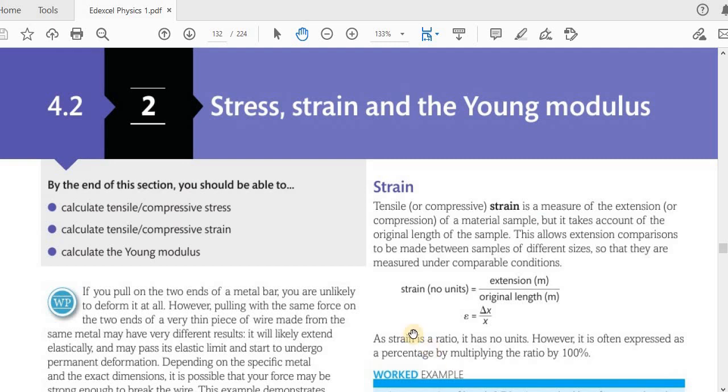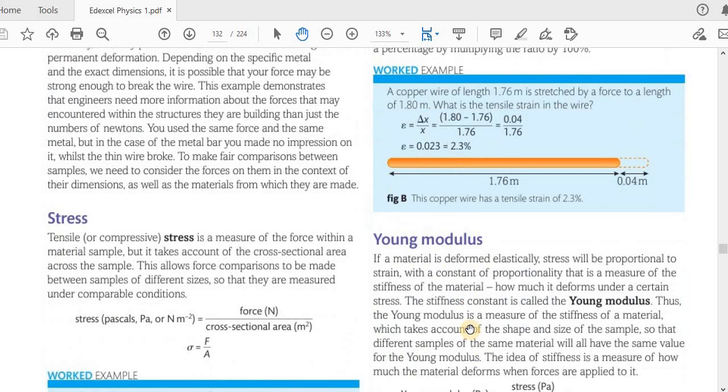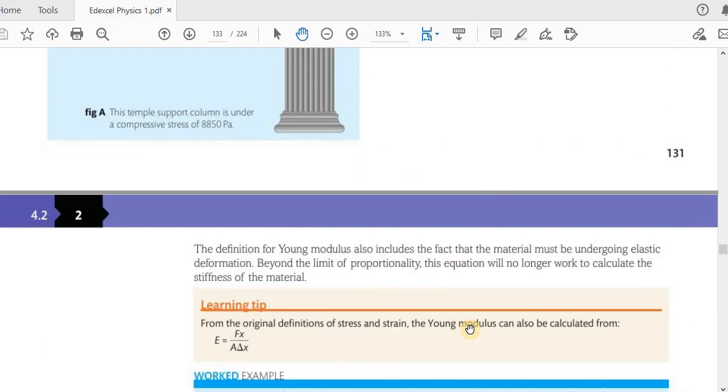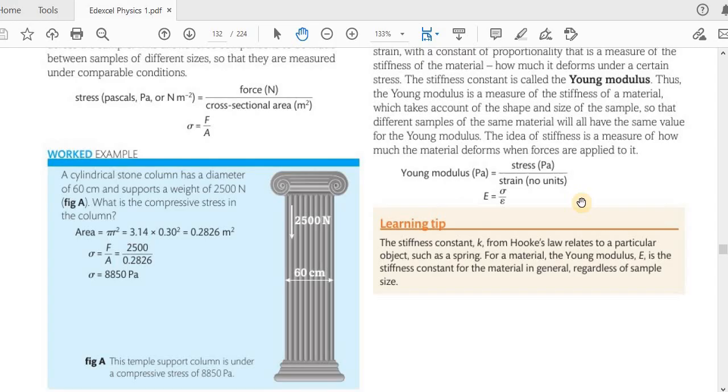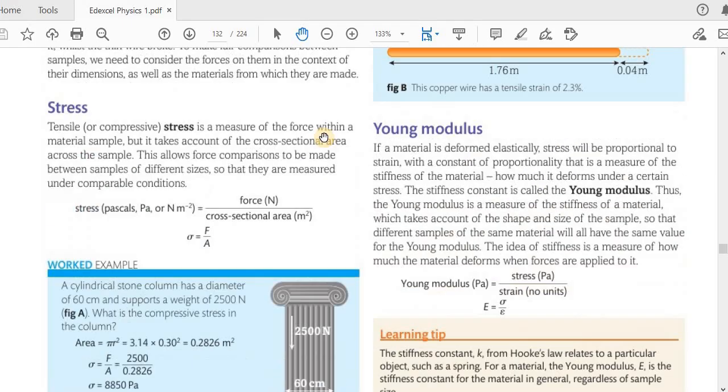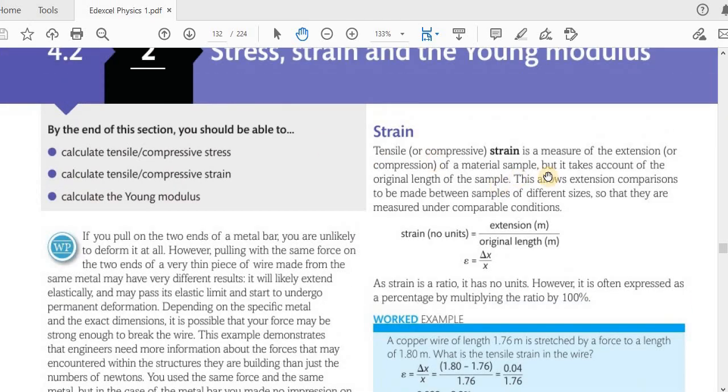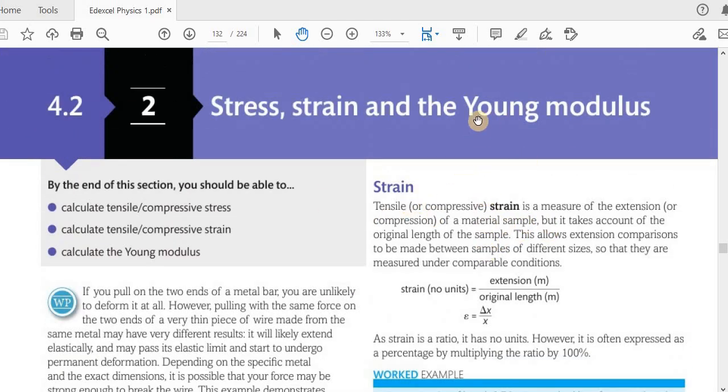Now this is the equation for Young modulus. Sorry, not this one. I think it's here. So we have this. Yes, this is the equation. Young modulus is equal to stress over strain. So this stress can be a compressive stress or a tensile stress. We will see the details. So you have to know this. Young modulus is equal to stress over strain.